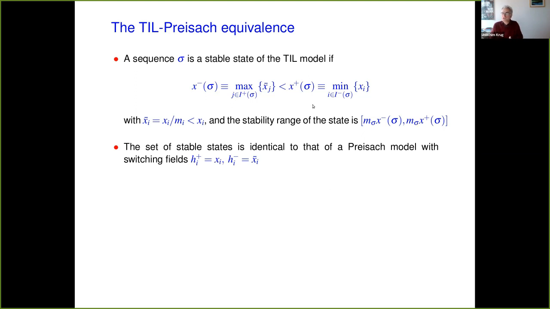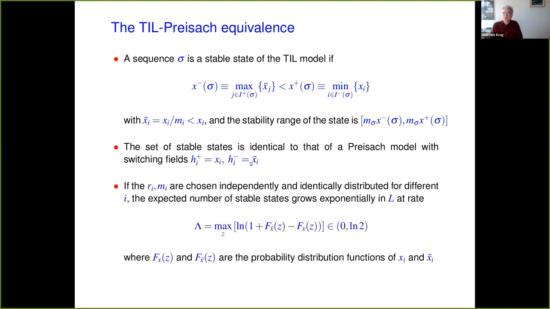But at this point, we have established a kind of strict equivalence between the stable states of the two models. And this can be used, for example, to estimate how many stable states there are. So I told you before numerically that the number of peaks is exponentially large, but now you can actually do a computation. If these Ri's and Mi's are chosen independently and identically distributed for different i, then you find that the expected number of stable states grows exponentially in L with a growth rate that you can express in terms of the probability distribution functions of x and x bar. So of course, x and x bar depend in some possibly complicated way on Ri and Mi, but in principle, this can be worked out. And that gives you a growth rate that is somewhere between zero and log two by construction.